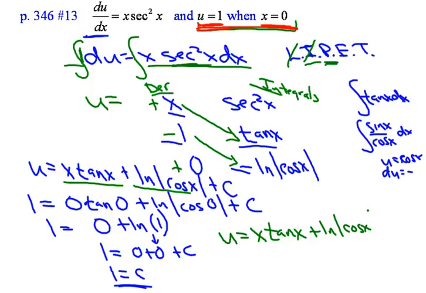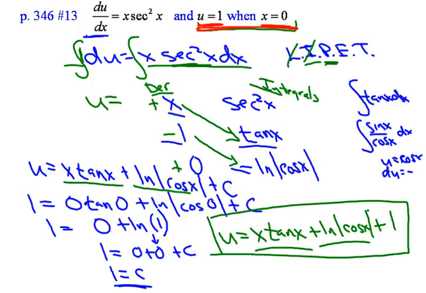Oops, see if this will write now. Sorry, had a little technical difficulty there. Now that really does complete the problem. x tangent of x, plus natural log of the absolute value of cosine of x, plus 1, giving us our final answer.